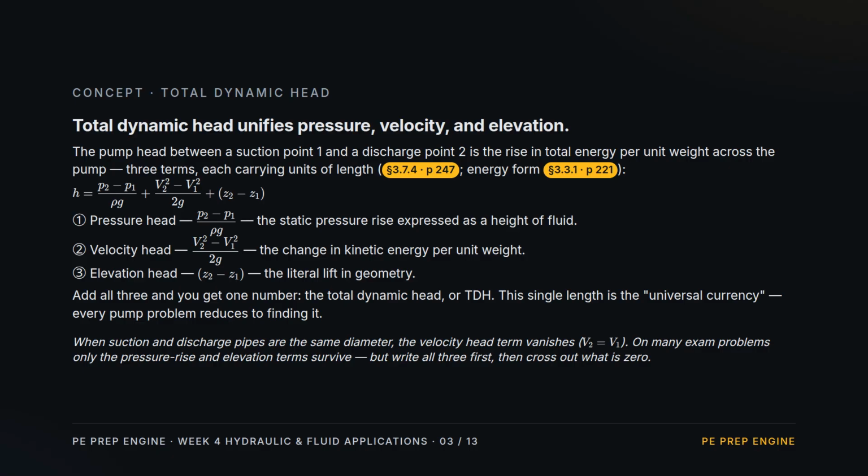A shortcut: when suction and discharge pipes share a diameter, the velocity head term vanishes. But write all three first, then cross out what's zero.